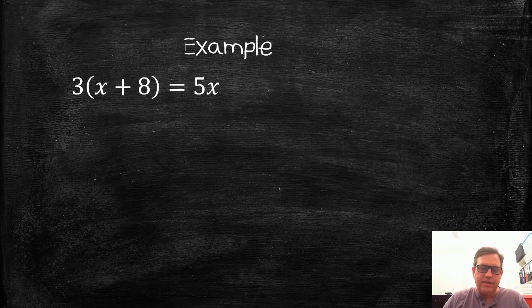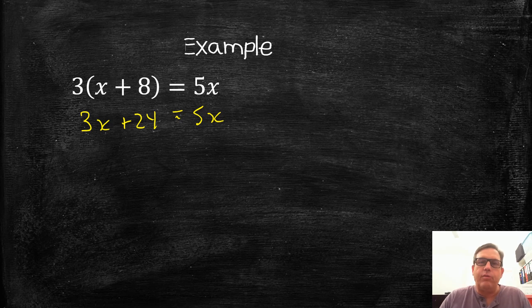Okay, so here's an example. I have x's on both sides, but now I also have a bracket. So perhaps the easiest thing is to divide both sides by 3, because there is a 3 times the bracket there, but it's not going to be that easy to divide the right side by 3. So rather than divide by 3, our other option is to expand the brackets. Okay, so if I expand the bracket, I have 3x plus 24 equals 5x.